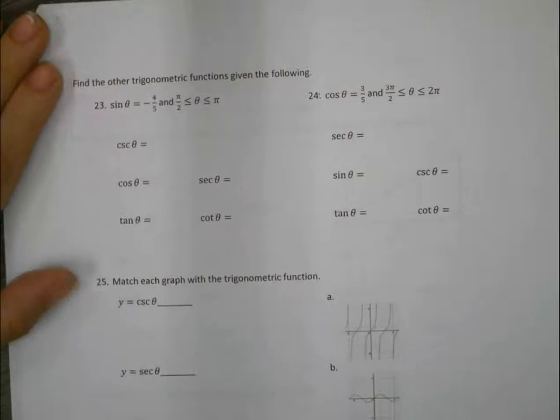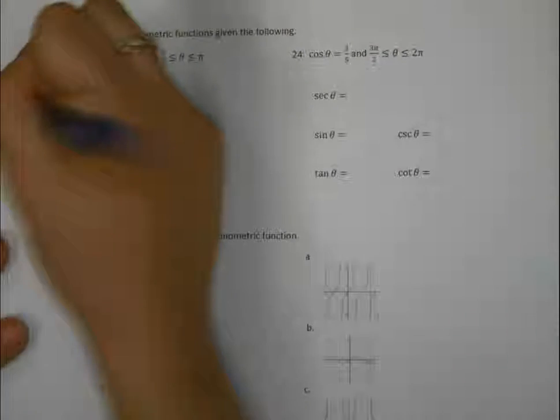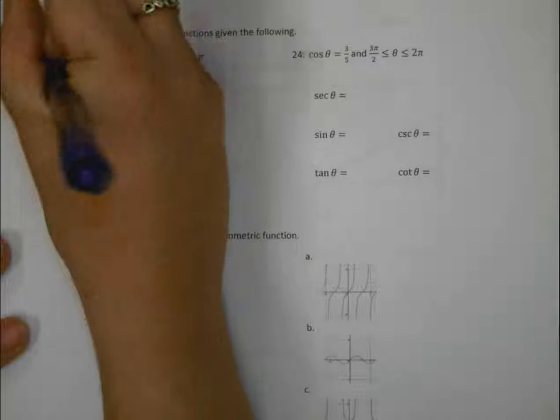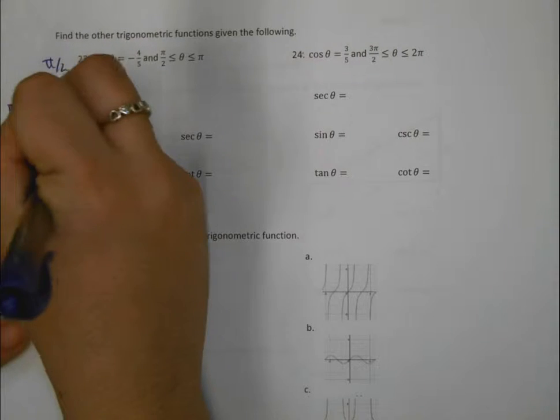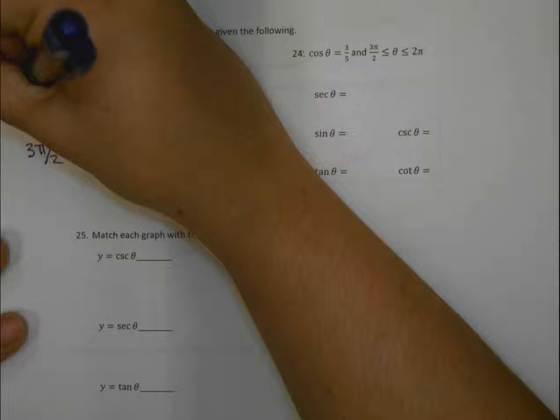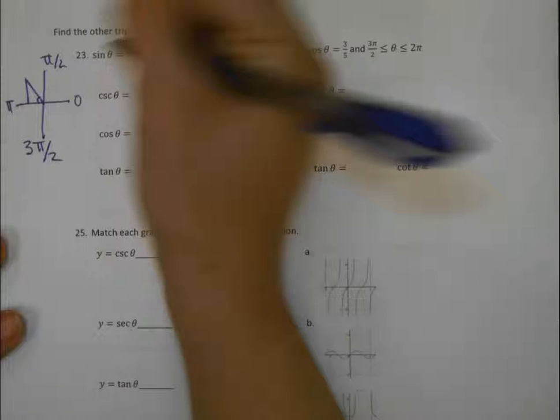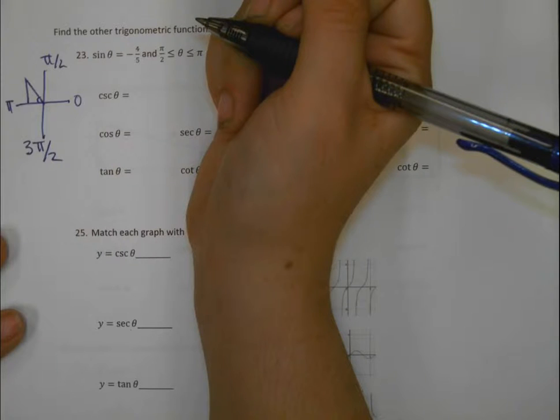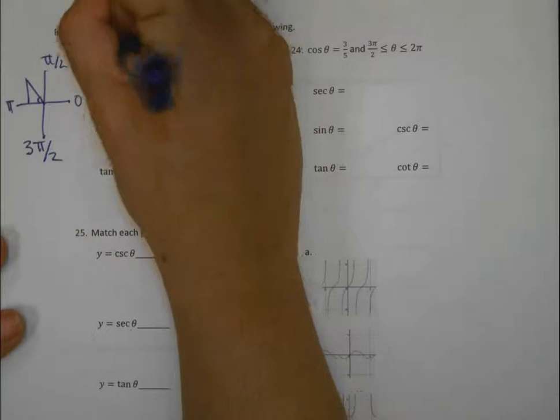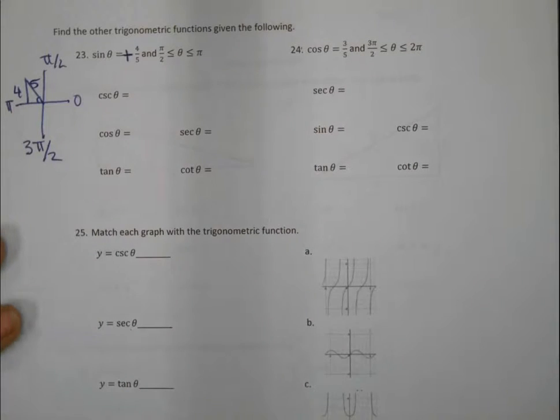This one wants me to find the other trigonometric functions given the following. So this one I'm going to draw on an actual coordinate plane. It tells me it's in between pi halves and pi, so I'm going to label in pi's, or radians, as they're typically called. Pi halves and pi is right here. And then it tells me my sign, so 4 over 5. That should have been positive 4, sorry.